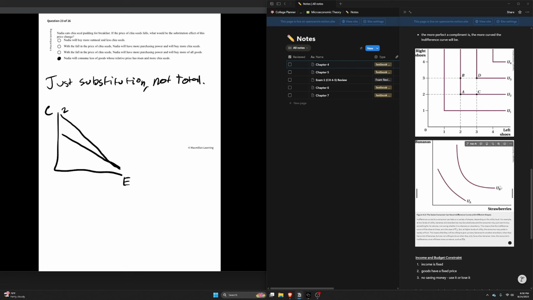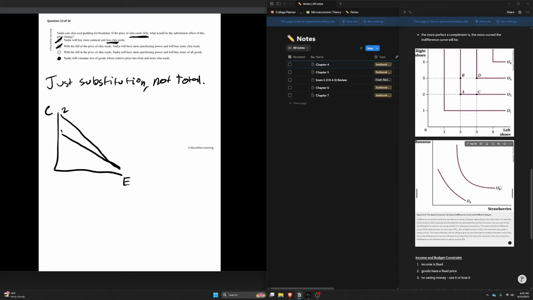This is 2, this is 1. All right, Nadia can buy more oatmeal and less chia seeds. Nope, she can buy the same amount of oatmeal. She can buy more chia seeds actually, because the price falls, so it's not that one. With a fall in the price of chia seeds, Nadia will have more purchasing power and will buy more chia seeds. Nope, she has the same amount of purchasing power because it was only the price of one good that fell, not the price of everything or an increase in income. So that's wrong. With a fall in the price of chia seeds, Nadia will have more purchasing power and will buy more of all goods.